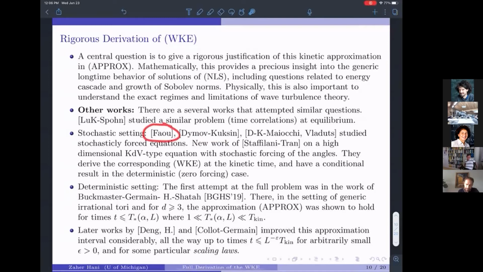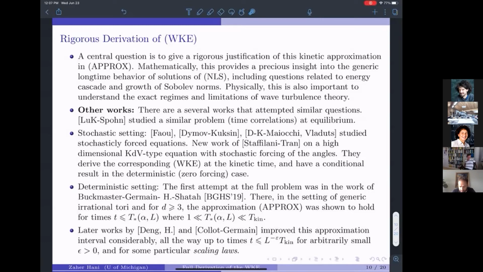So in the work of Faou, the type of forcing that was added is a Stratonovich type of forcing that sort of randomizes the angles without injecting energy into the system. Dymov and Kuksin considered the case of a forced dissipated system. So there was white noise in time. There was later work of Dymov, Kuksin, Maiocchi, and Ladutz that also had some partial results. So all those works have partial results in terms of justifying or deriving rigorously the kinetic equation.